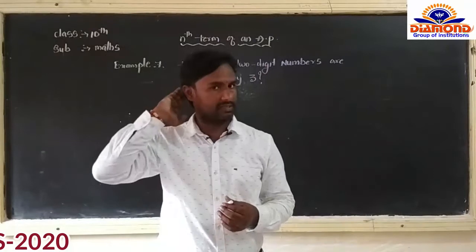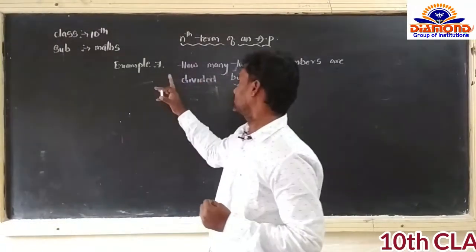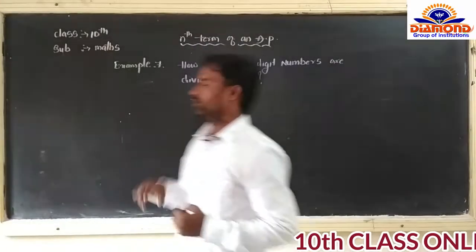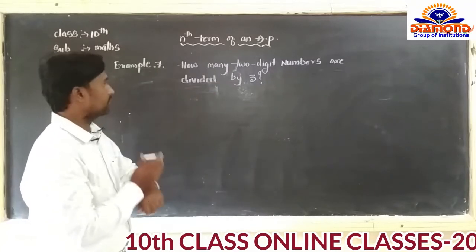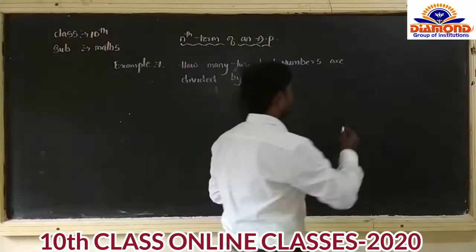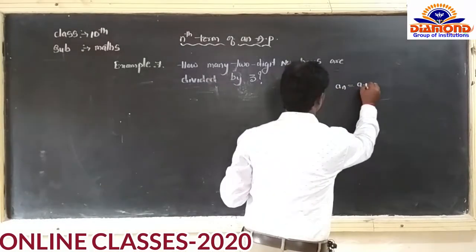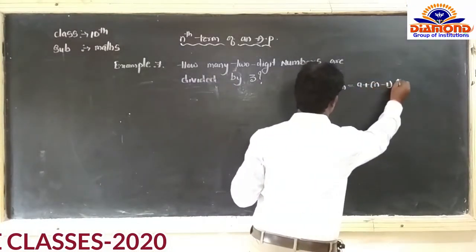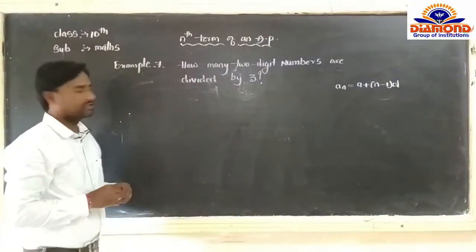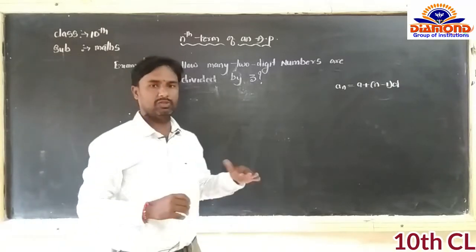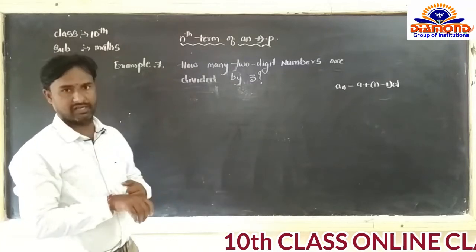Already in the previous class I explained the general nth term. I taught you the sixth example question. Now we are going to the seventh question. Dear students, already we know that the nth term of the AP is an = a + (n - 1)d. This is the identity. We studied examples 1, 2, 3, 4, 5, 6, and now we are going to example number 7.